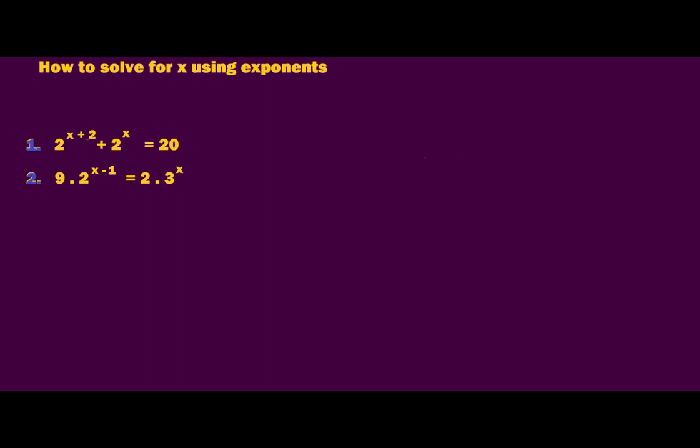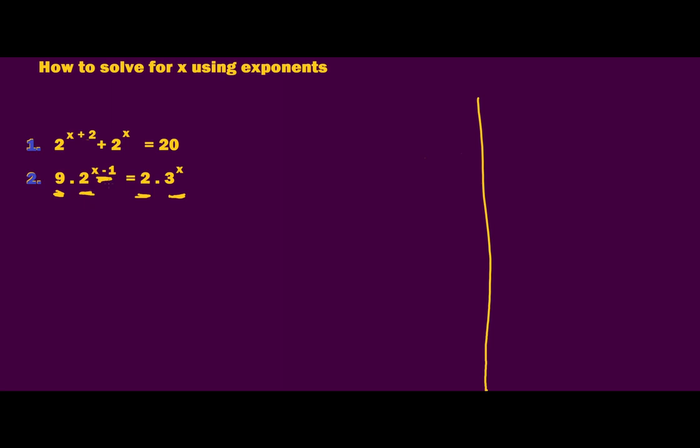So with the second problem, we have a base of 9 and a base of 2 to exponent x minus 1, and a base of 3 to exponent x. So in this problem, we're going to simplify this value of 9 because it can be simplified to the smallest base exponent, and also this 2 to exponent x minus 1. We're going to simplify this exponent term x minus 1.